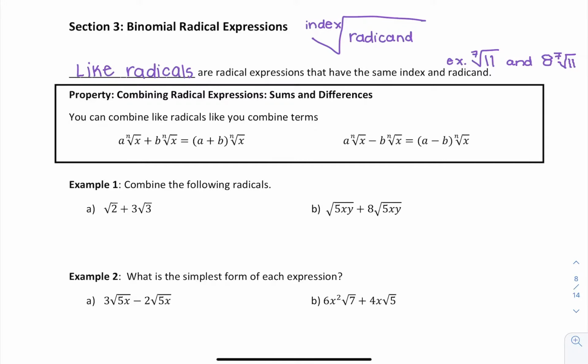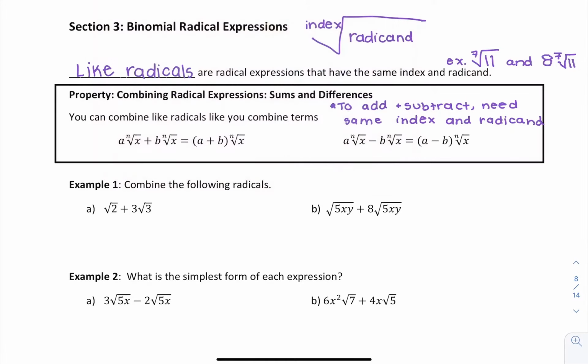So we can add and subtract like radicals just like you combine like terms. To add and subtract, you need the same index and radicand. Unlike multiplying and dividing, where you just need the same index, now we need a little bit more.